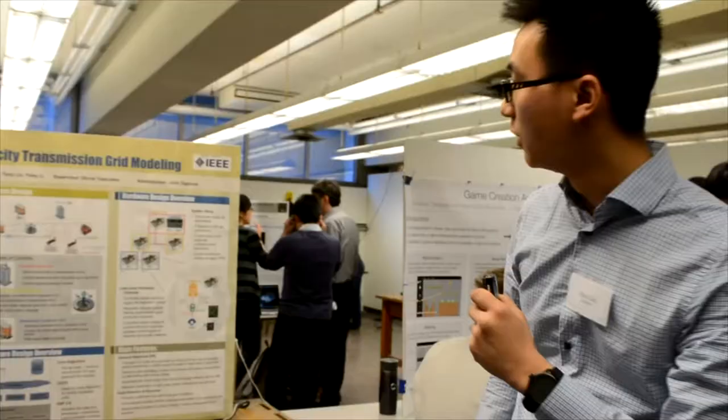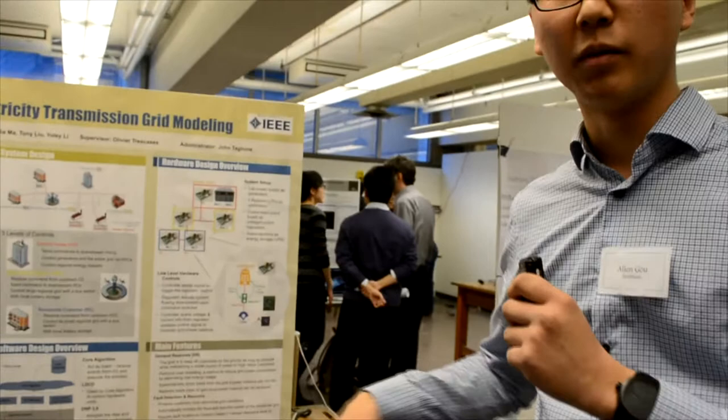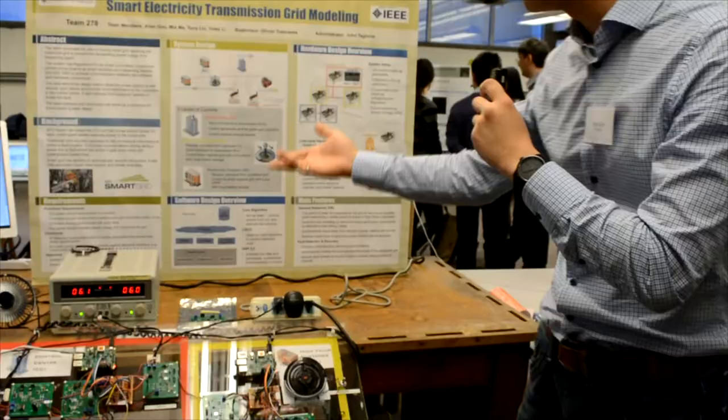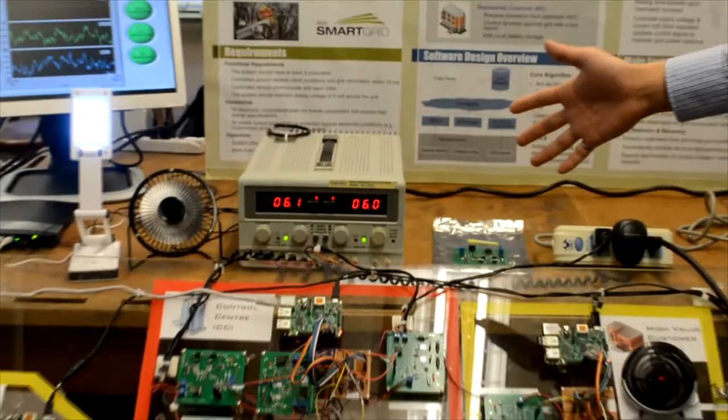So for our design, we're implementing sort of a network topology towards the electricity transmission model. For our model, we're using a lab power supply as the generators and Raspberry Pis as the controllers, and we'll have these individual custom-made PCB boards as the regulator switch, which will further control the loads.